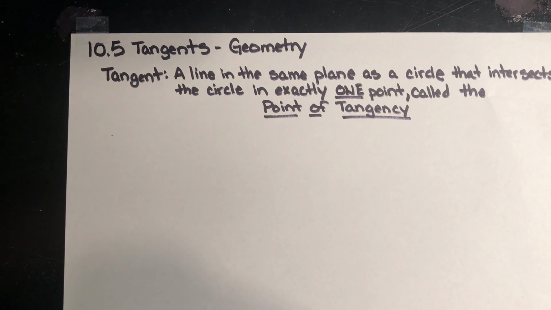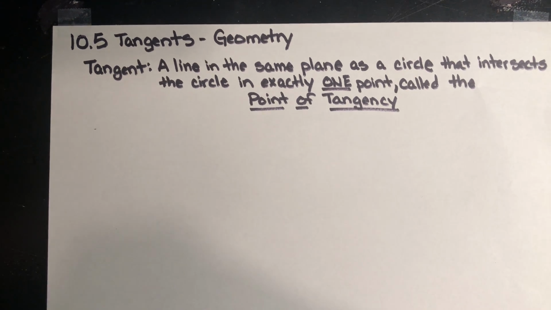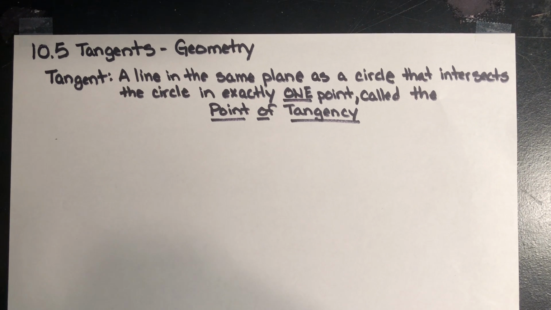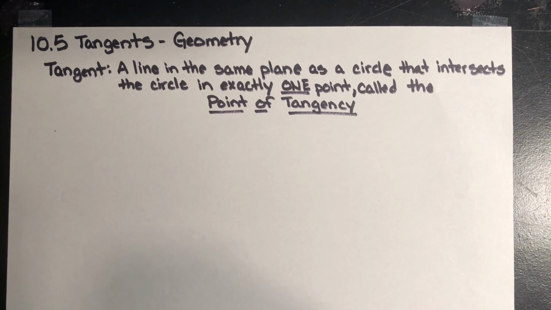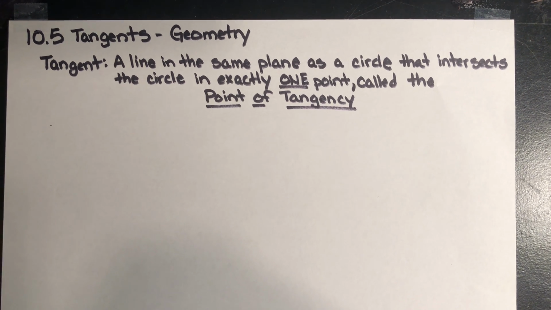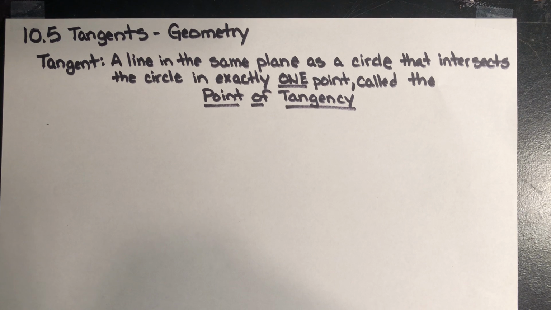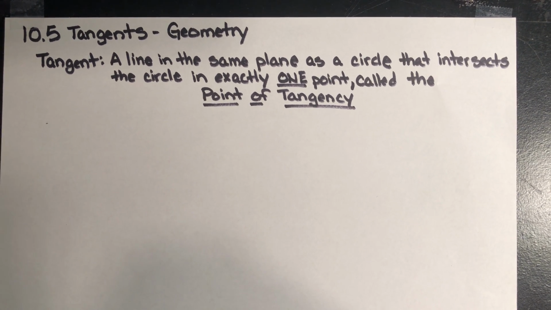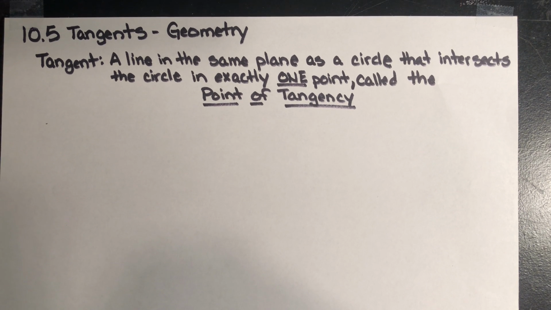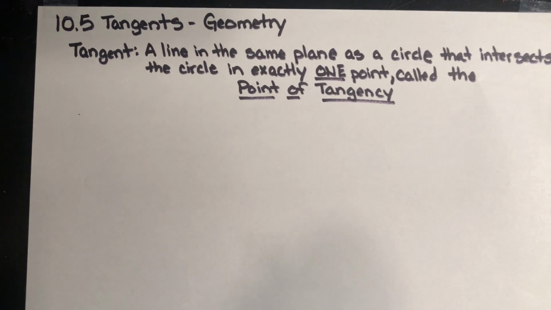Hello folks, today we're going to be doing 10.5 tangents for geometry. So to save a little bit of time here, I've actually already written out the definition of a tangent. Now we've heard about tangents in trigonometry, and so this should not be a foreign word to us, but we've never seen them in a circle. And so a tangent is a line in the same plane as a circle that intersects the circle at exactly one point, and that point is called the point of tangency.